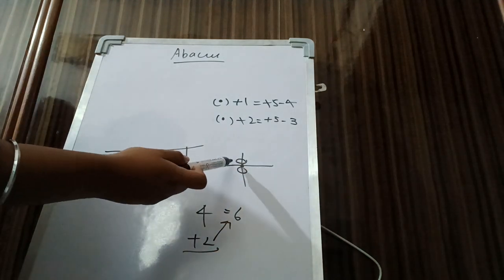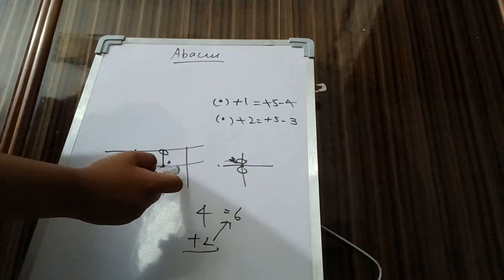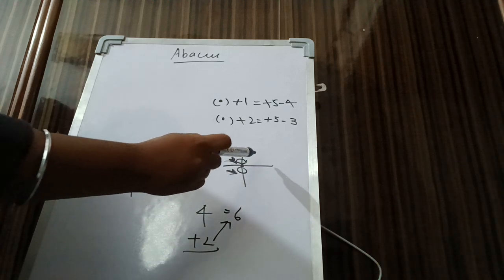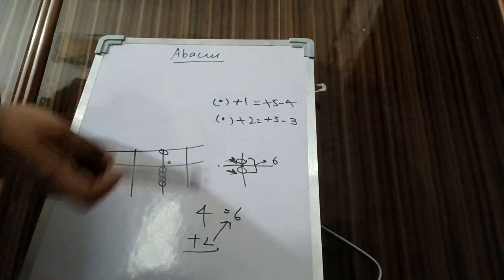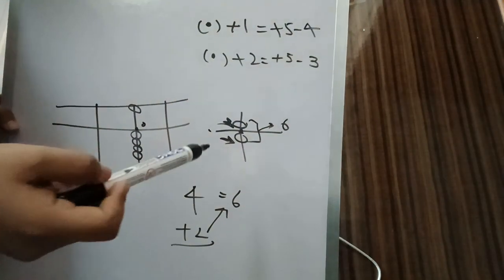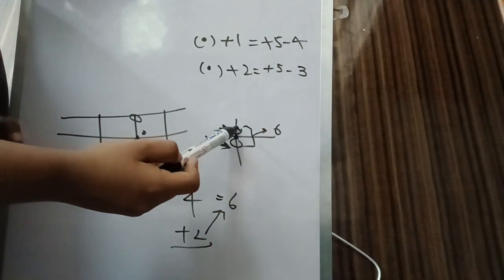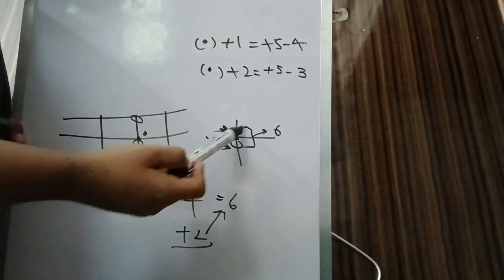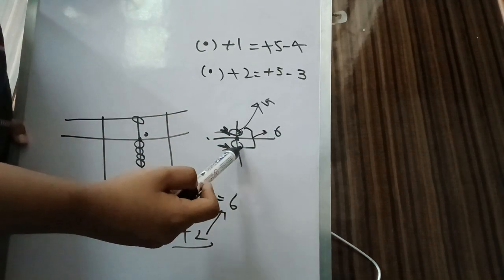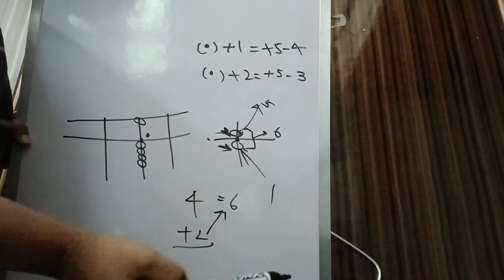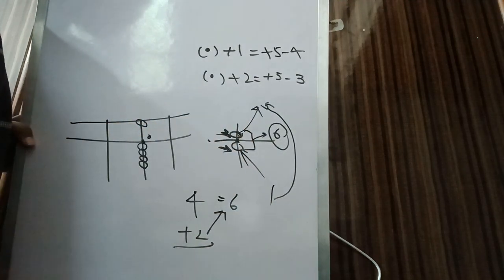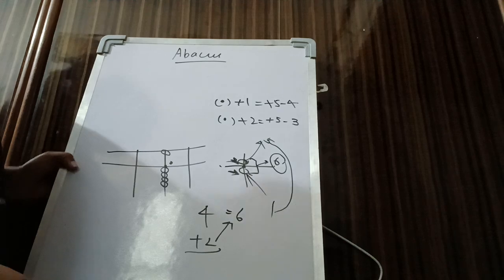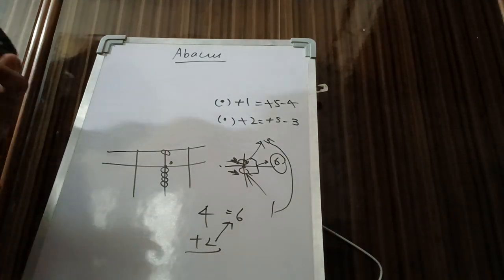How 6? This is the value of 5, right? This is the value of 1. What does 5 plus 1 make? They make 6. This is how it is done. See, the value of this bead is 5, you know that. The value of this bead is 1. When 5 plus 1 is added, we get 6, right. Now we'll see further.